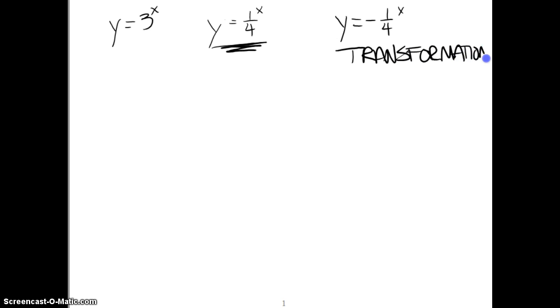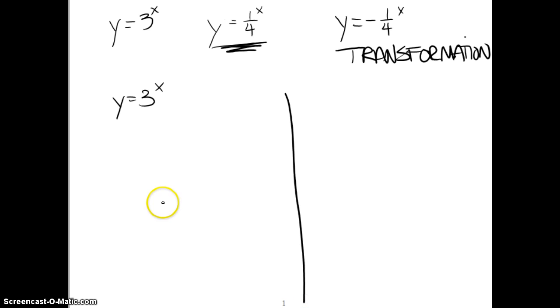So for example, if you see me write something like this where it's negative 1/4 to the x, you should be able to recognize that this is a parent function and this is a transformation. So what does that mean? That means that I can now graph any function that I see that's exponential using a simple x and y grid. So let's start with the first one that I gave you guys. Y equals 3 to the x.